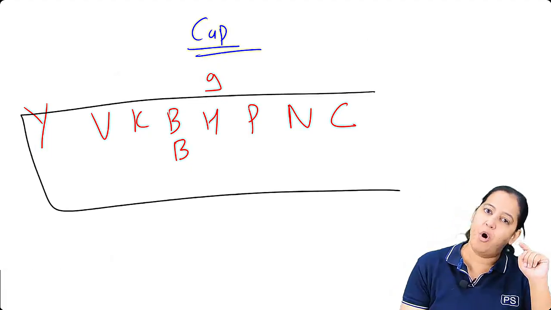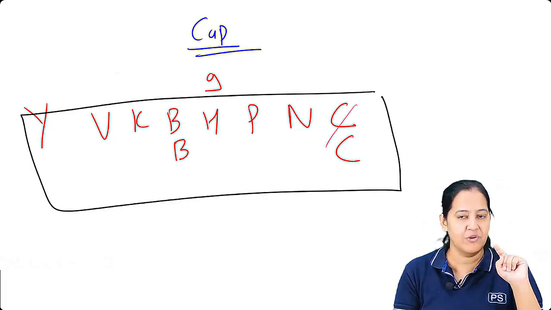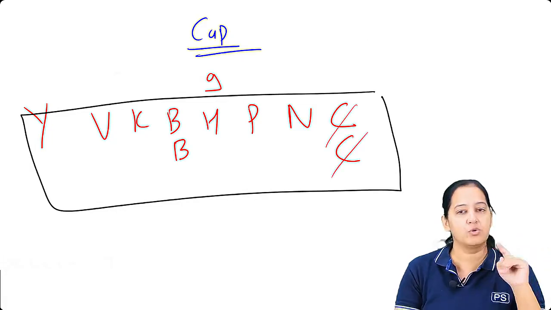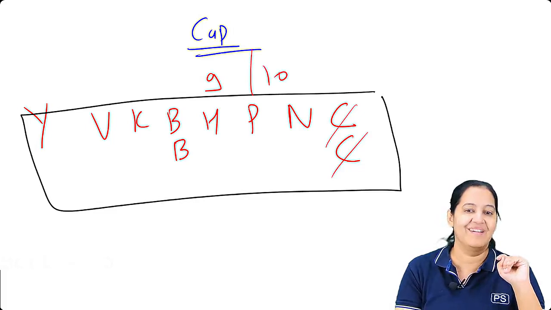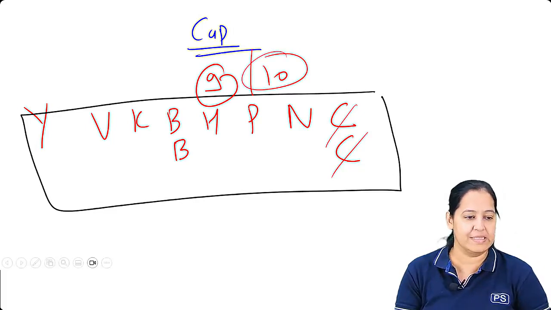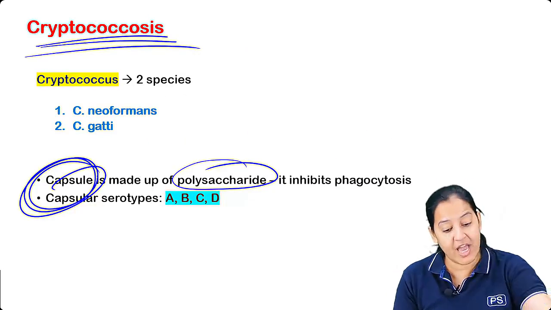And if you say all organisms, then double the C also. One is Clostridium and one is this Cryptococcus. So total 10 organisms. I told you there also: 9 bacteria, 1 fungus, total 10 organisms. 9 plus 1. So Cryptococcus is the only capsulated fungus. Please learn. Based on the capsule, it is of 4 types.